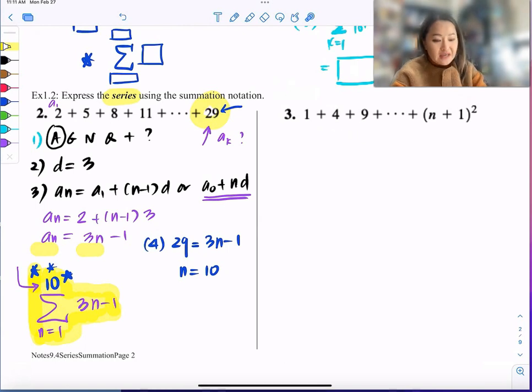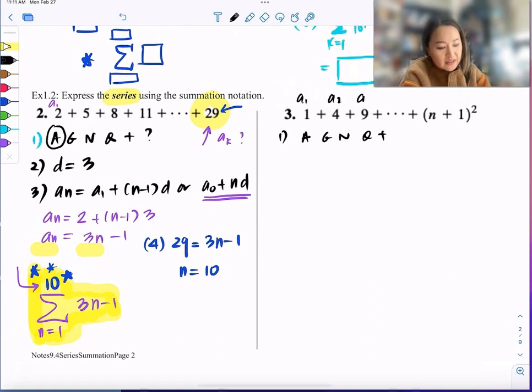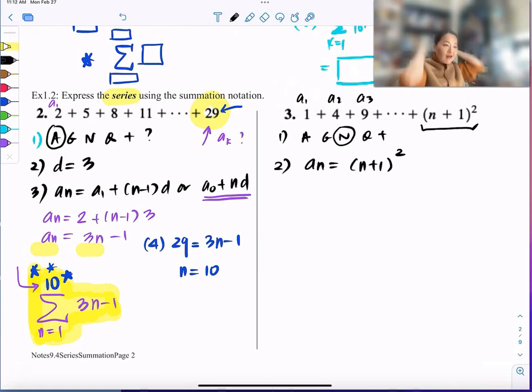How about here? I'll do the same thing. Identify whether it's arithmetic, geometric, quadratic, or neither. You see 4, 9, and so on. This is a sub 1, of course, a sub 2, a sub 3. This is also a series. You're right, this is neither. That means you have to think of an explicit formula for this. Well, it looks pretty easy. It's going to be n plus 1 squared.